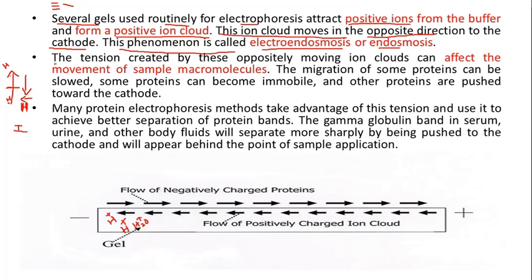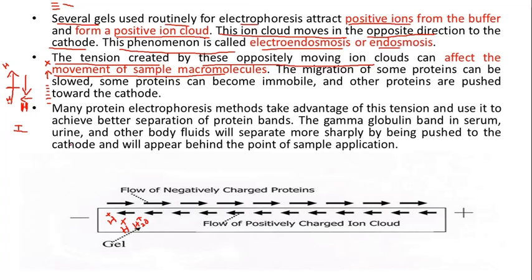Okay, this opposite migration will create a tension. A small type of tension is created by these oppositely moving ion clouds, which can affect the movement of macromolecules in the sample. But this rate of migration is more important than the other factors: voltage, buffer, nature of the sample, ionic concentration, temperature, and pH. So, electroendosmosis plays a major role, but this phenomenon is entirely masked.